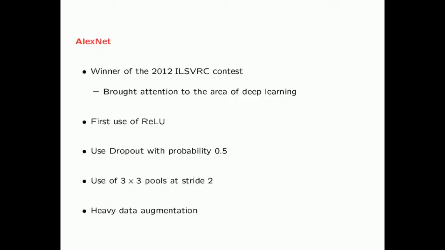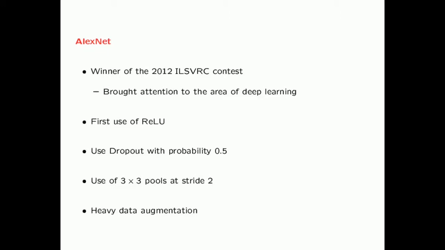The first prominent convolutional neural network architecture which won the ImageNet contest was AlexNet. AlexNet brought great attention to the area of deep learning, and it featured a number of innovations that were subsequently adopted in many of the future architectures. First of all, it made extensive use of the ReLU in the convolutional neural network, which was not common before that time. Second, it also showed how dropout could be very effective. So dropout was used with a probability of 0.5.